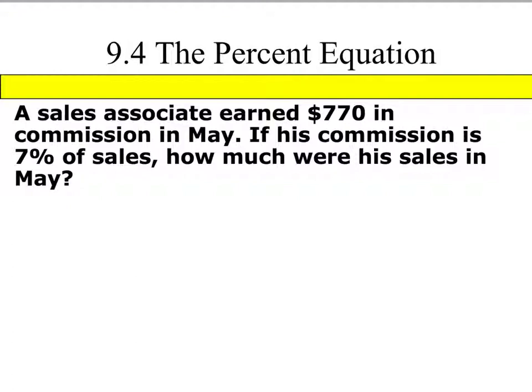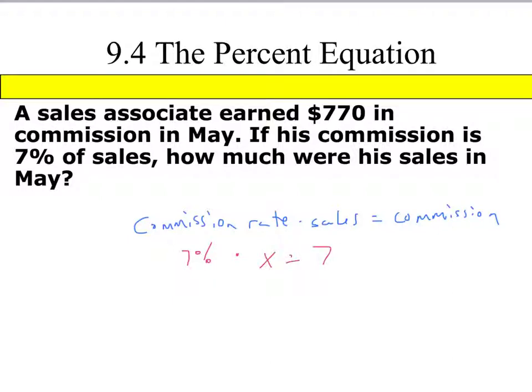All right, so if you look at this, we know the formula. What's the formula? It's commission rate times sales equals commission. So just like in every other problem, plug in what we know. What's my commission rate? It's 7%. What is my sales? That's what I'm trying to figure out, so that's my X. What is my commission? It's $770. Okay, so now how do you figure out 7% times X? Well, that's the exact same thing as saying 0.07x is equal to 770.